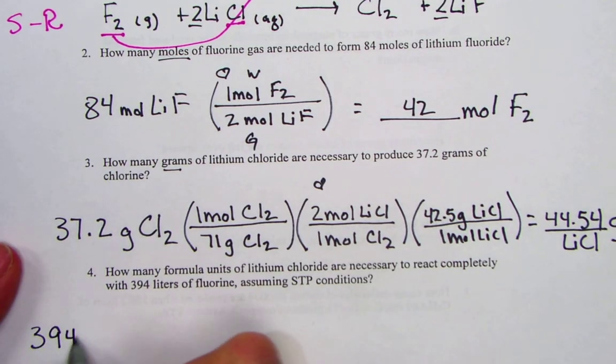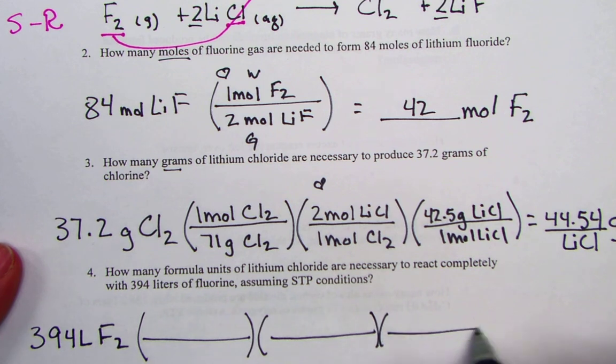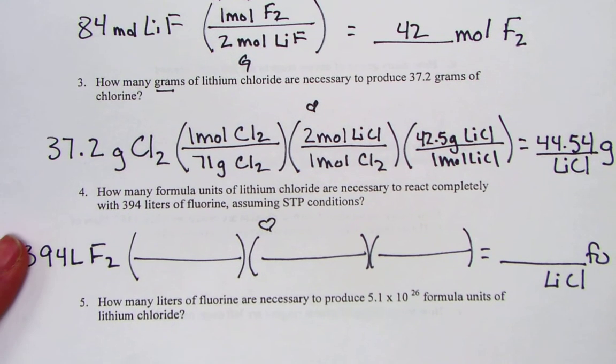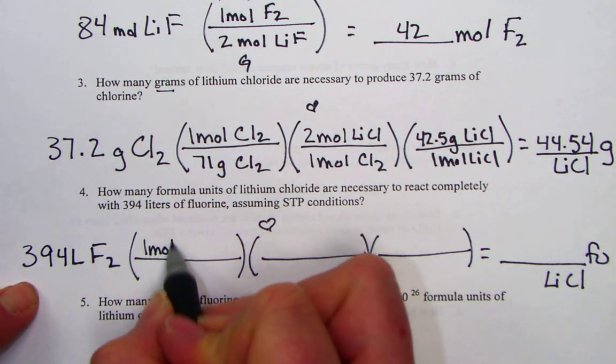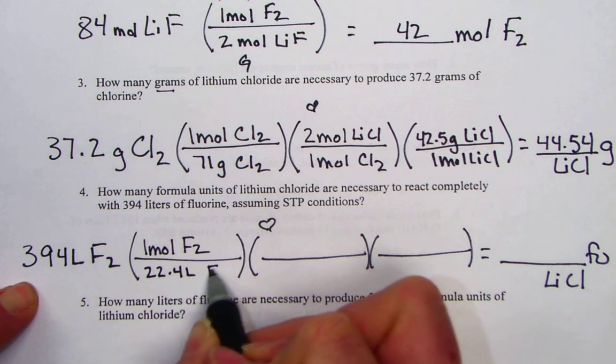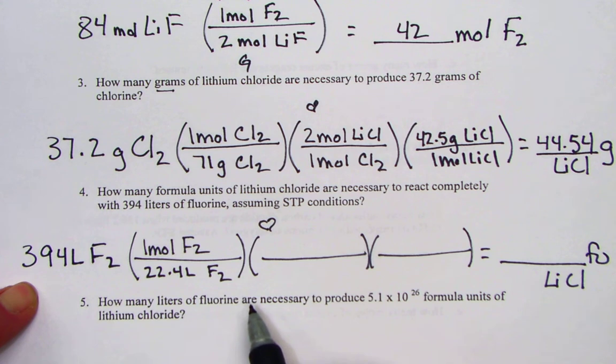So 394 liters of fluorine is our given. I'll get my 3 parentheses ready so I can see the target formula units of LiCl. The middle of our problem will be the want over given stoichiometric ratio. Since we're beginning at a volume unit for fluorine, we'll use molar volume of 22.4 liters to convert. Step 1, divide by the 22.4.